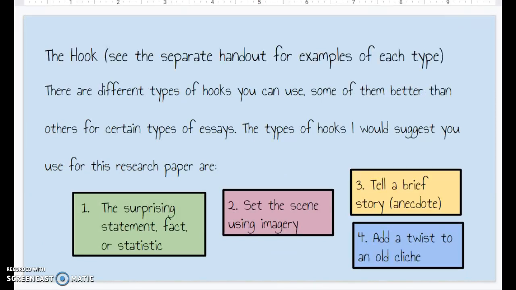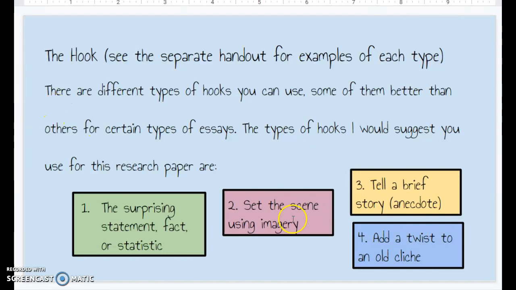There are many different types of hooks, and we've talked about different types of hooks this year. And sometimes, some of them are better for certain types of essay than others. And for this one, what I would suggest you use is the surprising statement, fact, or statistic. That would be the easiest, I think, for this type of paper. It's the surprising statement, fact, or statistic.